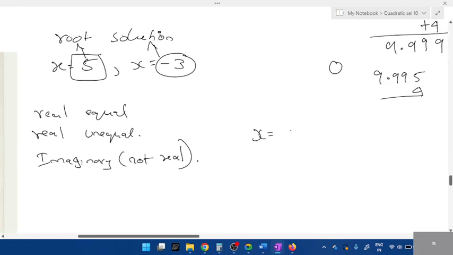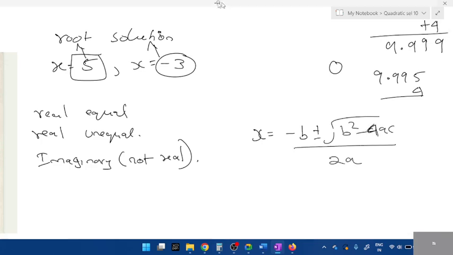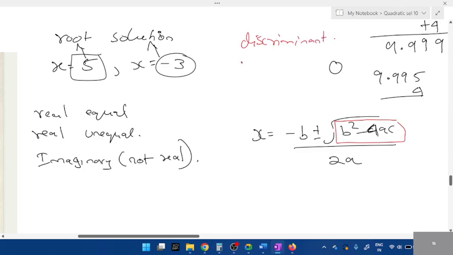first look at the general formula. x is equal to minus b plus minus square root of b square minus 4ac divided by 2a. Right? To determine that kind of root, we just use this concept. Okay, this b square minus 4ac is known as the discriminant. Discriminant D is equal to b square minus 4ac.